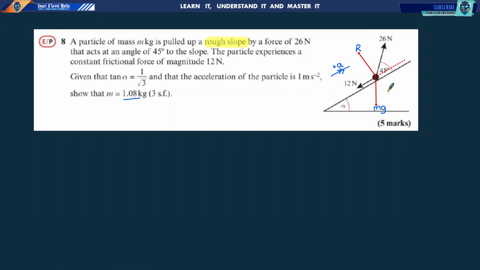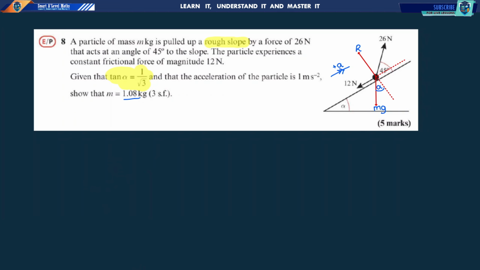So from here, our information is quite complete, except we need to indicate this alpha here. We need to bring a dotted line exactly at this point, and we also know that the angle is alpha. Now, given this information, before we do any resolution, let's take a look at the angle given for us here, and that is tan alpha equals 1 over root 3.